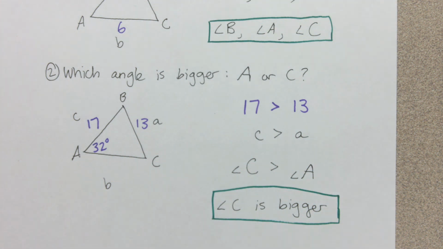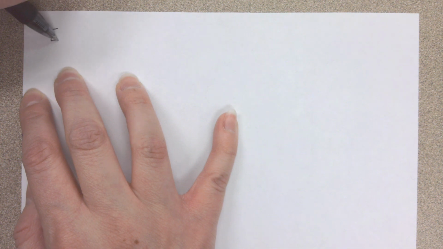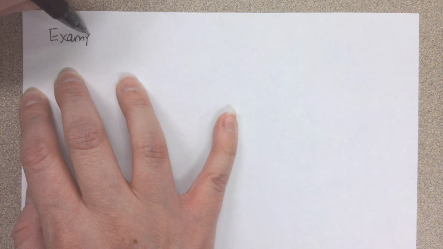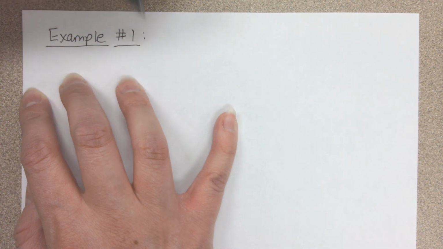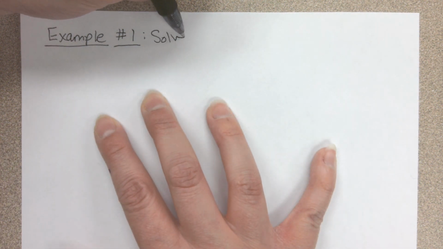All right, let's do an actual example. I'm going to start off with an easier case. These problems can come out one of three ways. So we're going to have 3 examples total. We'll get through 1, maybe 2 today. We'll see. First example. Solve the triangle.